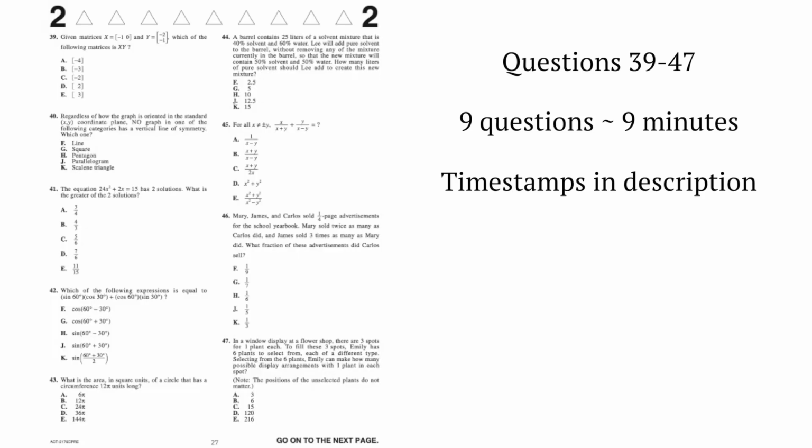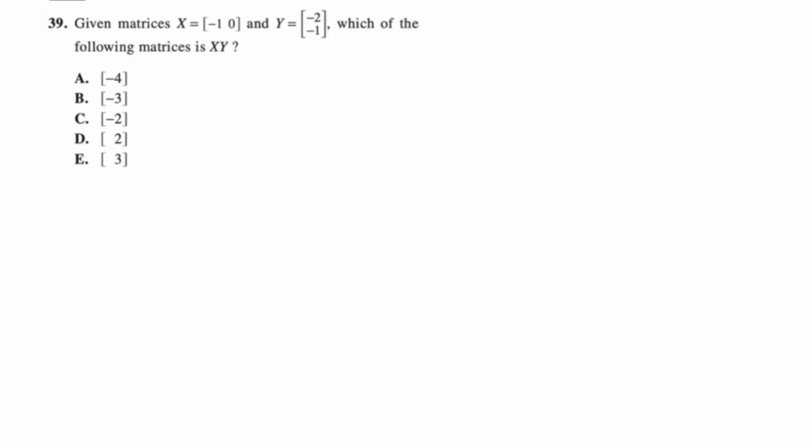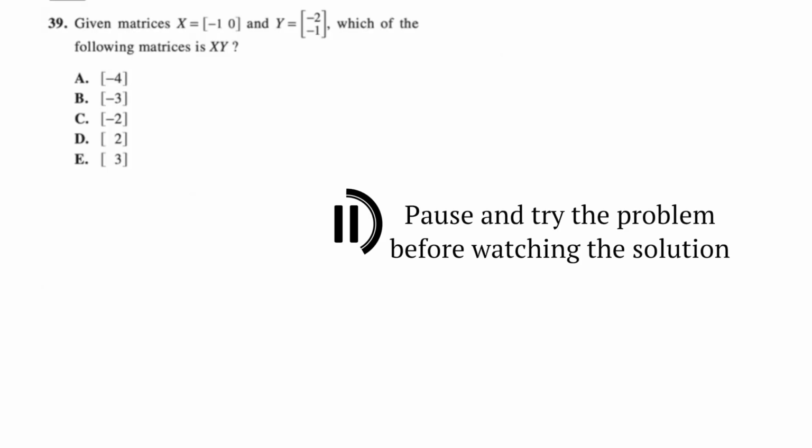There's 9 questions on this page, so we would be aiming for about 9 minutes, but it is later in the ACT. It's past the halfway point, so maybe a little bit more than 9 minutes. Alright, let's get started. So number 39 says, given matrices x equals [-1, 0] and y equals [-2, -1], which of the following matrices is xy?